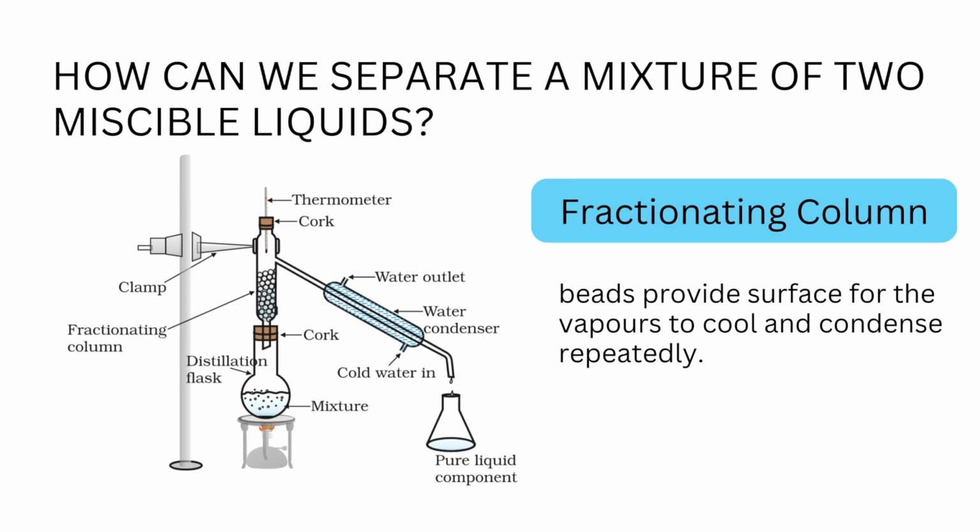So this fractional column improves the condensing effect, and that is why, in fractional distillation, we can easily separate a mixture of liquids that has more than two components in it. That we can do with fractional distillation. And also if the difference in boiling point is less than 25 Kelvin, fractional distillation is the way to go.